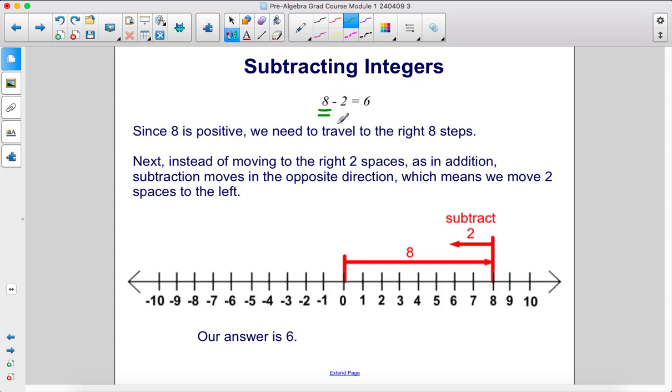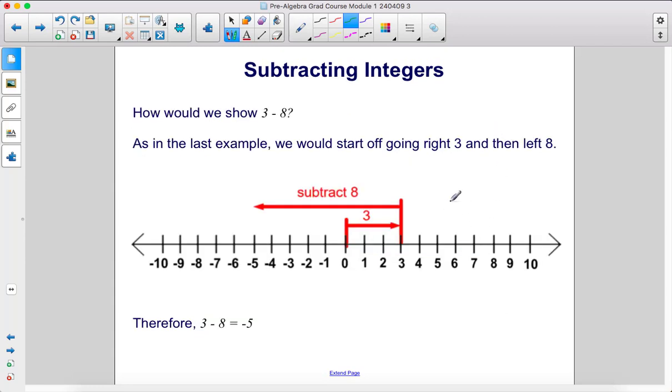So we start with positive 8, so begin at 0, move 8 units to the right, then minus 2. Move 2 units to the left. Look down, we are at 6. How would we show 3 minus 8? All right, we start at 0. This is positive 3, so we move to the right 3 units. Then minus 8, we move to the left 8 units, and we end up at negative 5. Therefore, 3 minus 8 equals negative 5.